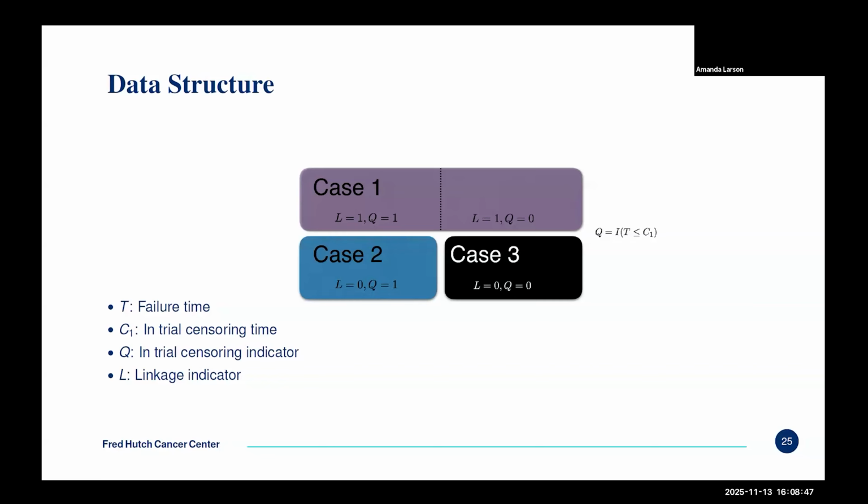Case 1 is that they are always linked. Regardless of whether they are censored or not, they were linked further on. The plus is that even if they are censored in the trial, where Q equals 1 means they're censored in the trial, they later come back, so we can get more information for this set of participants. Case 2 are those who have events in the trial. And case 3 are those who do not have events, but are also not linked to the follow-up data set.